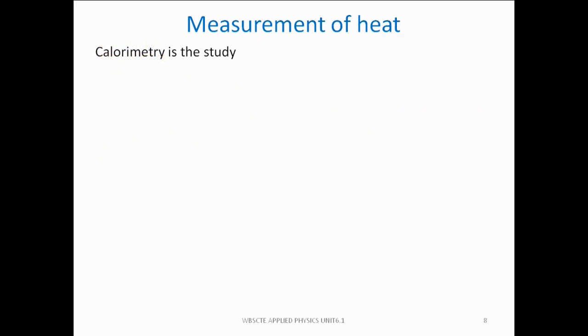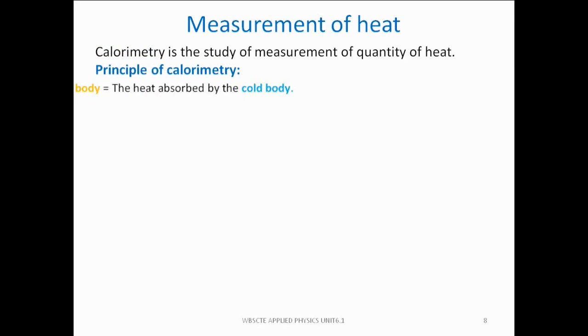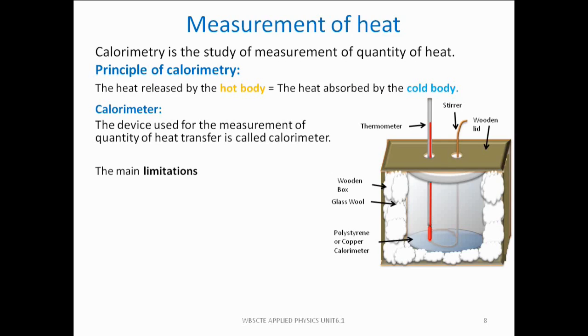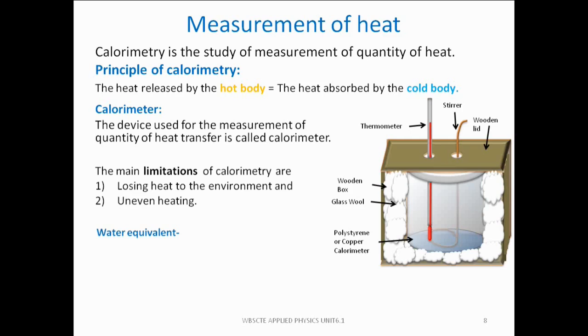Calorimetry is the study of measurement of the quantity of heat. Principle of calorimetry: the heat released by the hot body is equal to the heat absorbed by the cold body. Calorimeter: the device used for the measurement of the quantity of heat transfer is called a calorimeter. The picture on the right shows a simple calorimeter. The main limitations of calorimetry are: number 1, losing heat to the environment, and number 2, uneven heating.